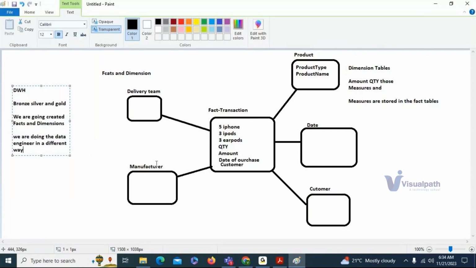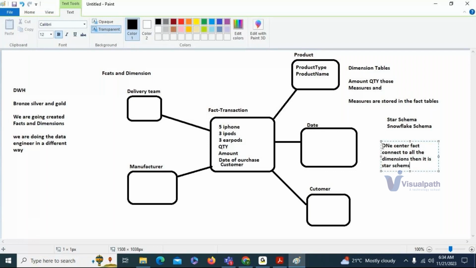Now, in the case of facts and dimensions, there are different types of schemas: the star schema and the snowflake schema. What do I mean by a star schema? What do I mean by a snowflake schema? Let's say I have one central fact connected to all the dimensions. Then it is a star schema.